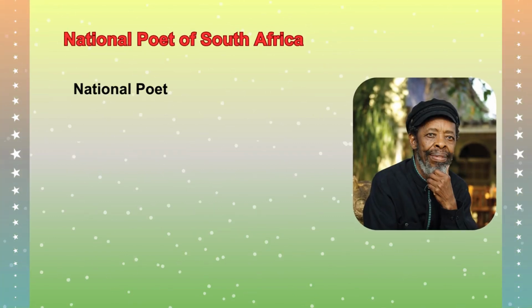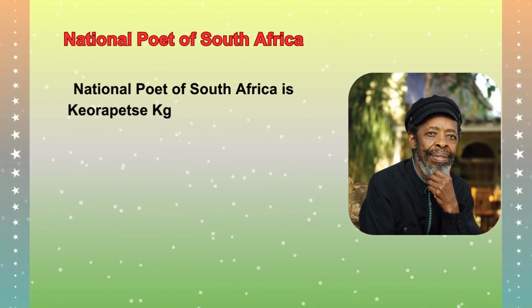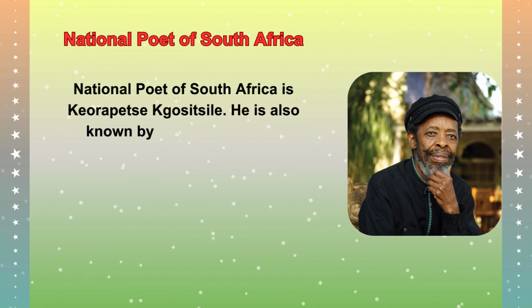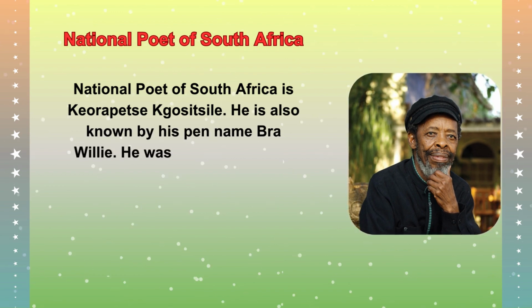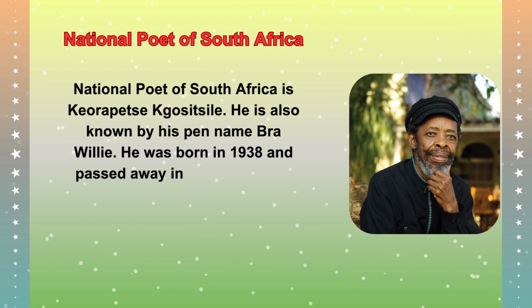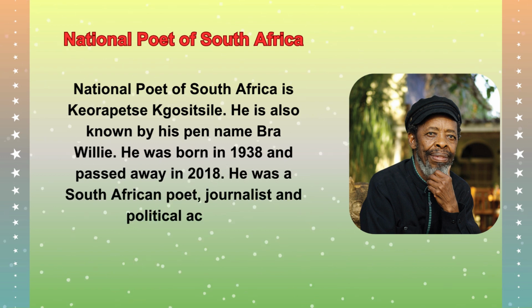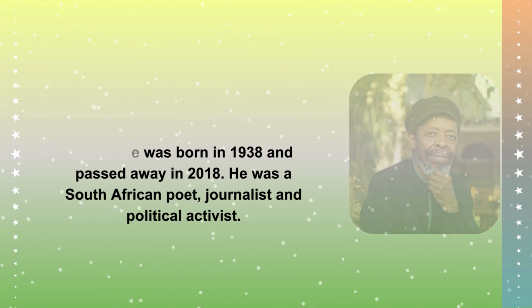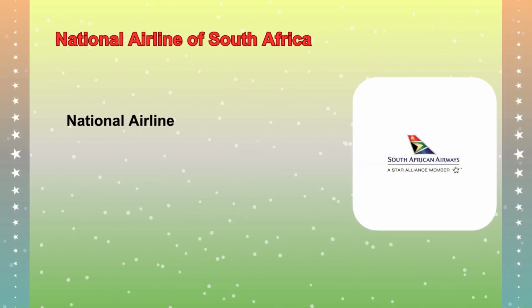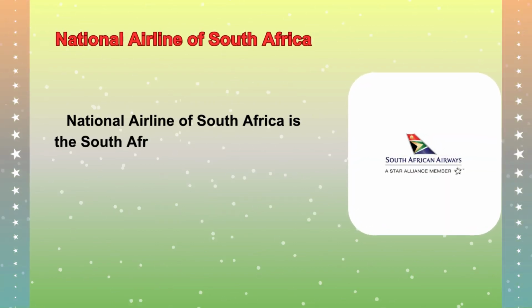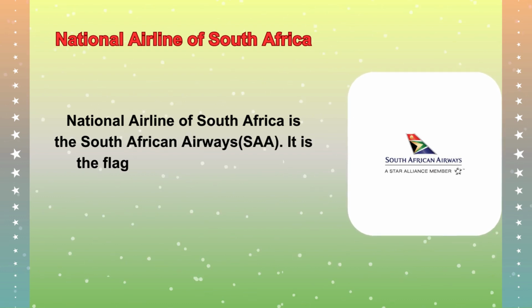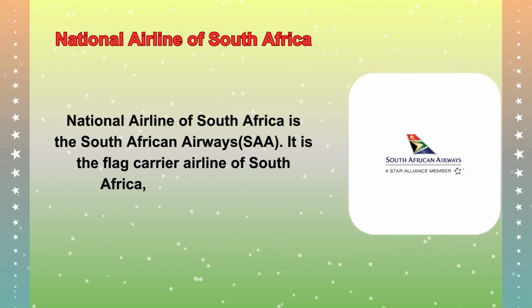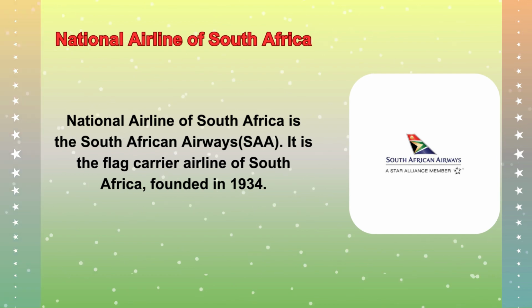The National Poet of South Africa is Keorapetse Kgositsile. He is also known by his pen name Bra Willie. He was born in 1938 and passed away in 2018. He was a South African poet, journalist, and political activist. The National Airline of South Africa is South African Airways, SAA. It is the flag carrier airline of South Africa, founded in 1934.